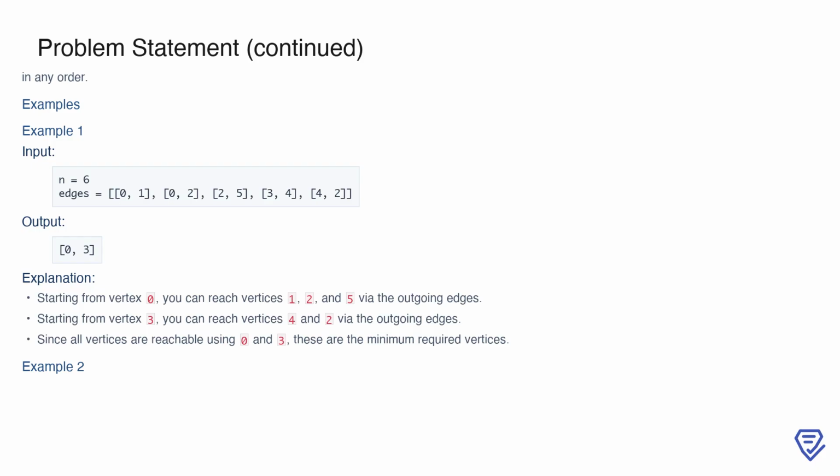To better understand the problem, let's look at an example. Suppose n is 6, and the edges array is given as [0,1], [0,2], [2,5], [3,4], [4,2]. Here, the output is [0, 3]. This is because, starting from vertex 0, we can reach vertices 1, 2, and further to vertex 5 through the outgoing edges. Similarly, starting from vertex 3, we can reach vertices 4 and 2. Notice that all vertices in the graph are either included in this set or can be reached from these vertices. Therefore, 0 and 3 form the minimum set needed to cover all nodes.